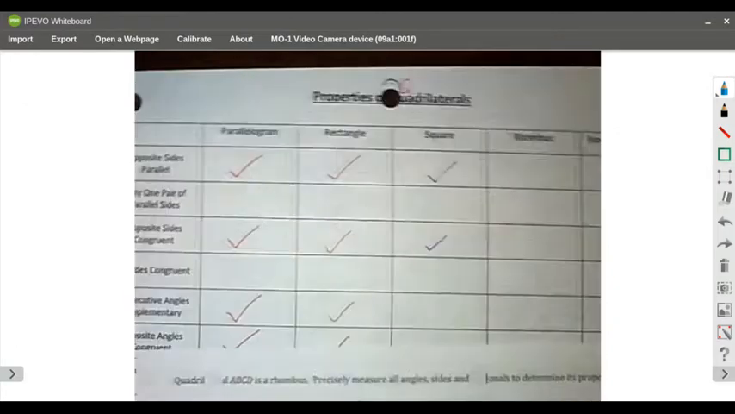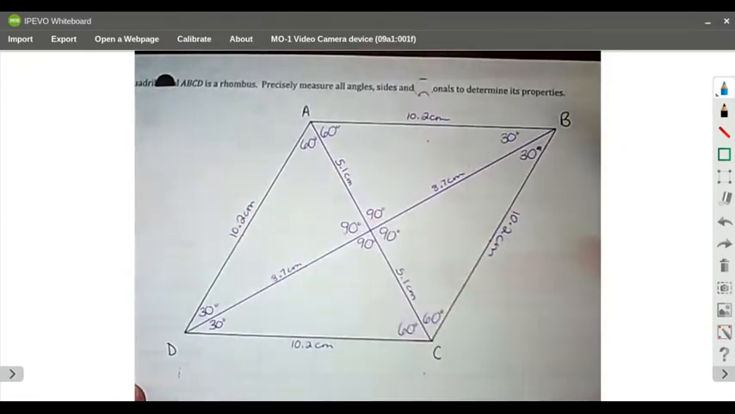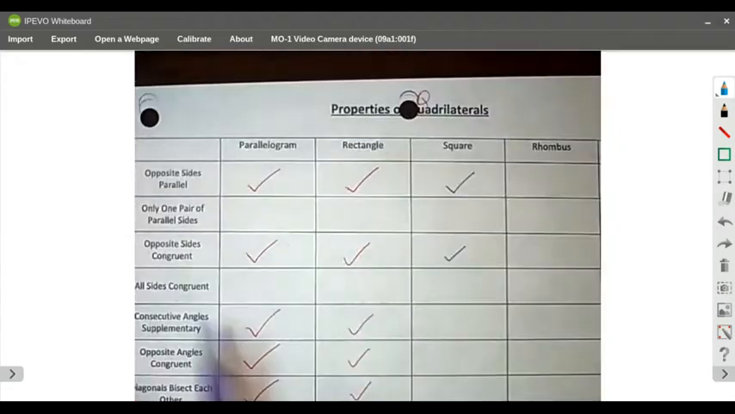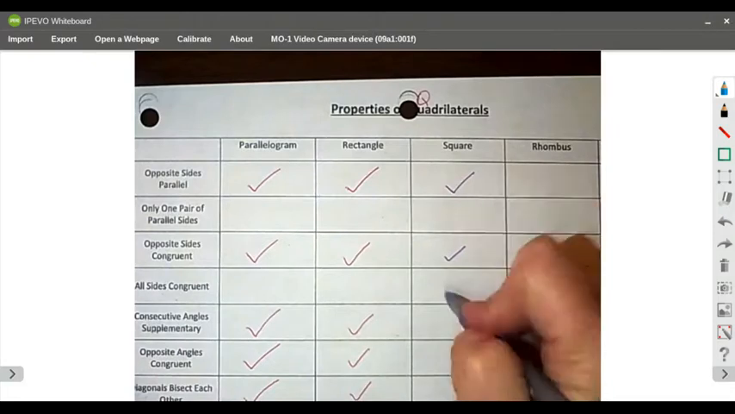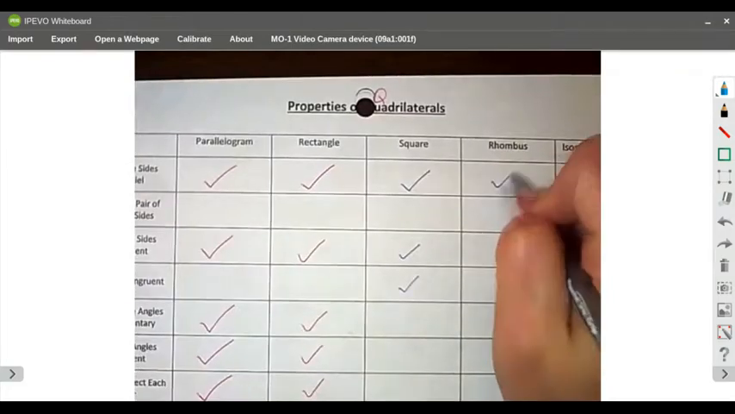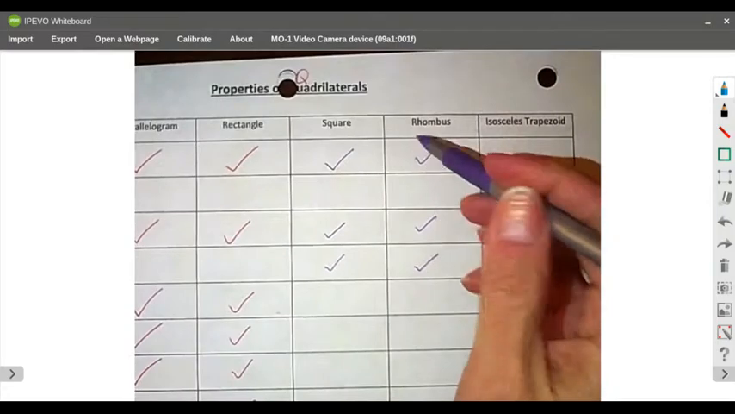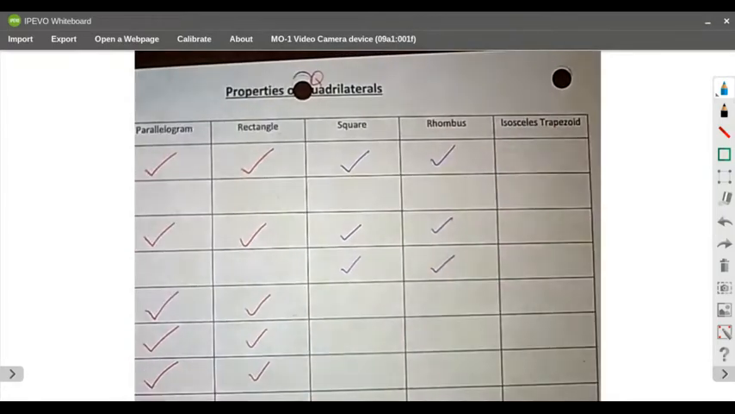How about all sides congruent? If you take a look at this, all four sides are 10.2 centimeters. So where it says all sides congruent, we're going to check that off too. So, I just realized something. I was checking off square by mistake, but actually it's the same so far. Okay, pretend I didn't do that. So let's go. We're doing rhombus first. I forgot. Sorry about that.